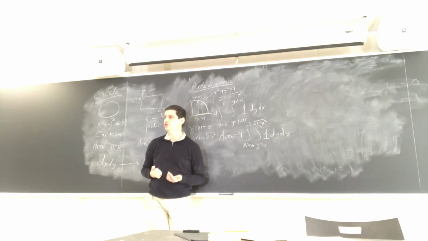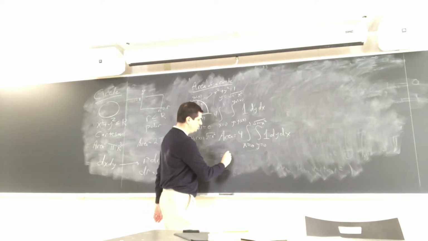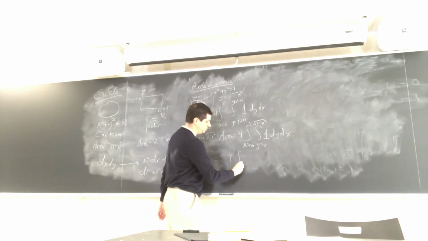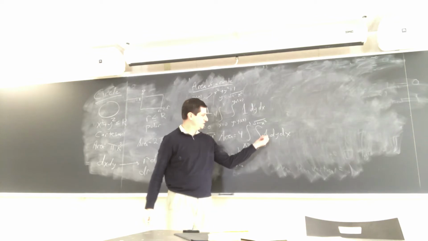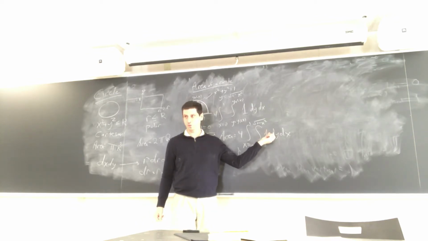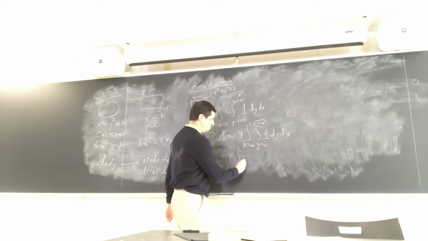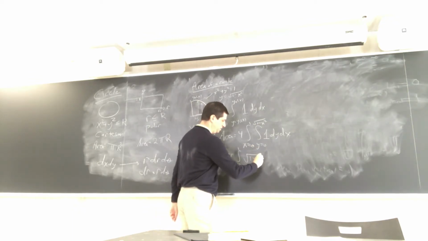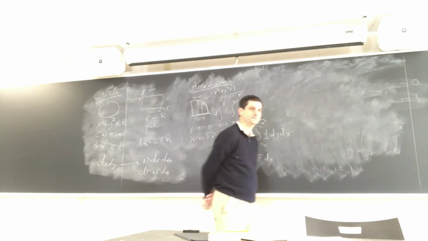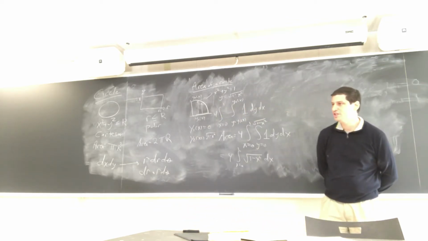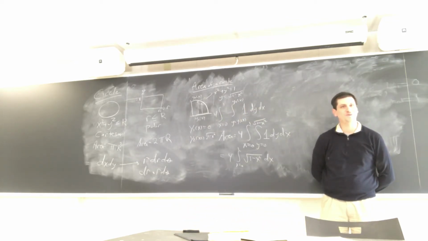Right, so we have two integrals to do. I'll do the first and I'll leave the second for you. So the first one, we get 4, integral x goes from 0 to 1. Right, what's the antiderivative of 1 with respect to y? It's just y. I evaluate at the top and I subtract the bottom. So I get the square root of 1 minus x squared dx. And I'll just leave that for you guys. What function has derivative square root of 1 minus x squared?